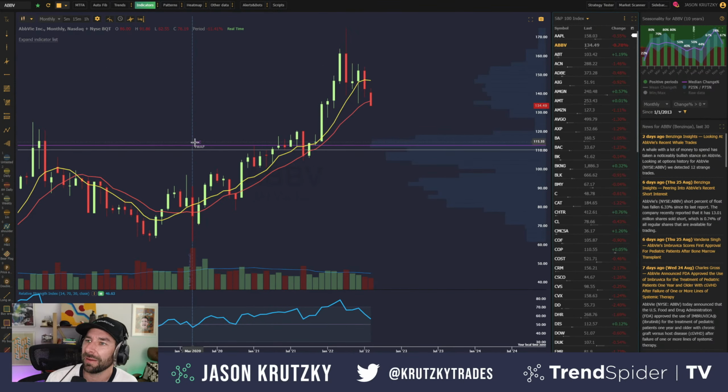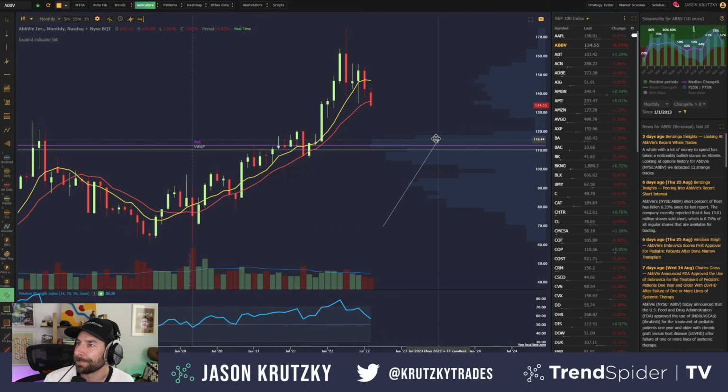Now we do have that POC and VWAP on this name from the COVID lows. Those are both in the 112 to 113, 114 range. Would it be a shocker to see price come back into that area? No, not at all. It would not be a shocker.